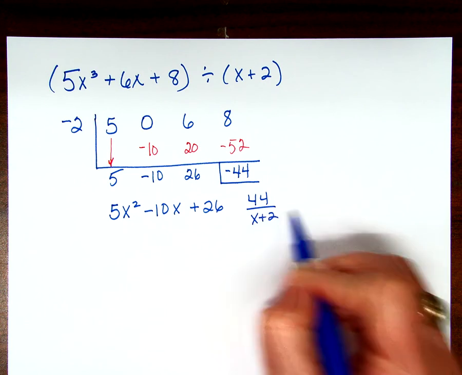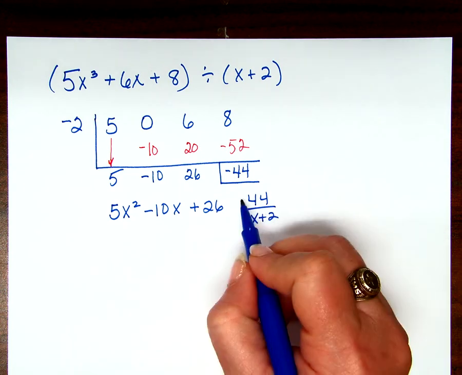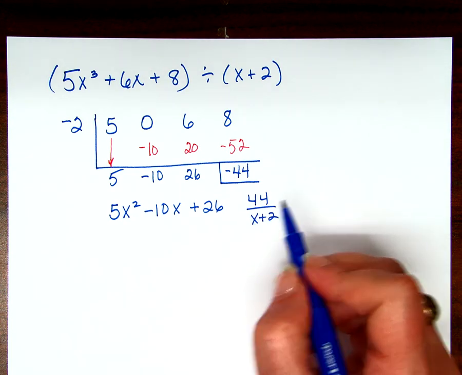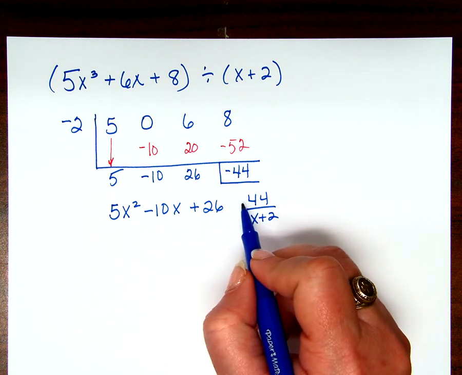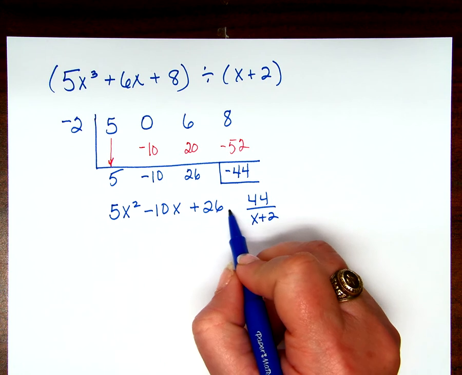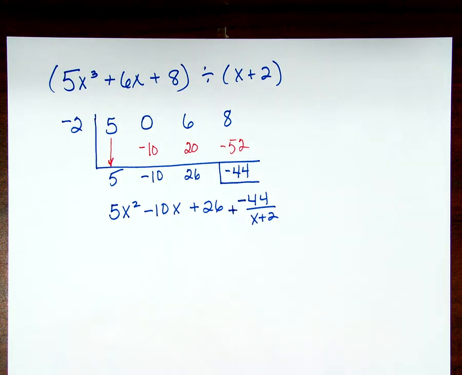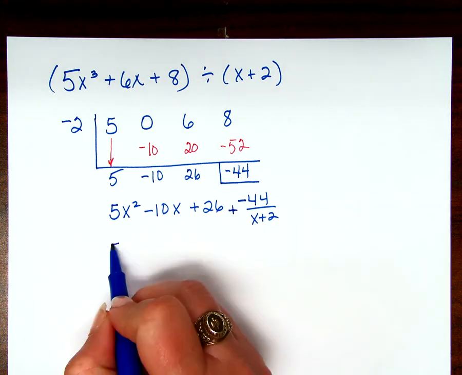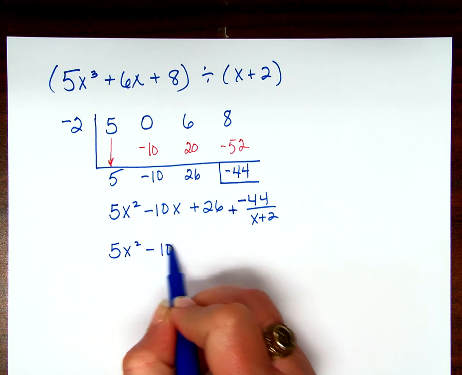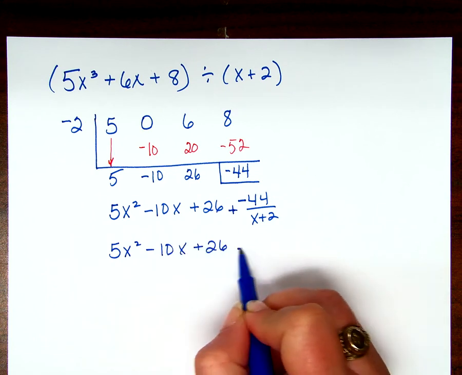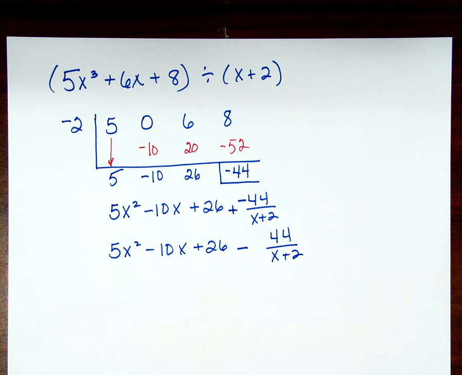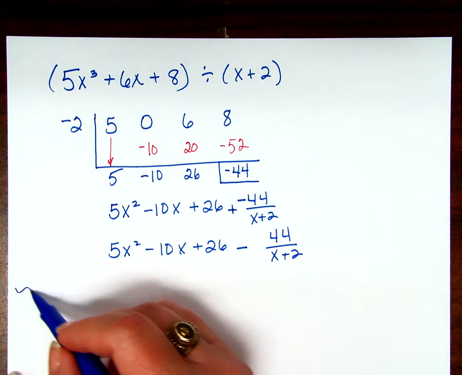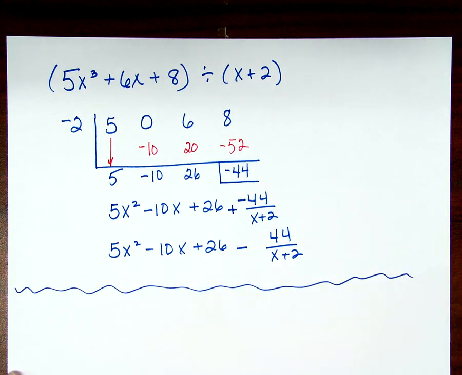Like that? I'm asking. Did you put the negative here or did you put the negative here? It does not matter. I'm just making sure you understand that. If I put plus a negative 44, that's perfectly fine. Or you could put 5x squared minus 10x plus 26 minus 44 over x plus 2. They are the same. Okay? You good? Any questions on long division or synthetic division?